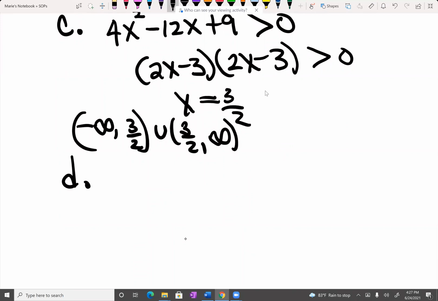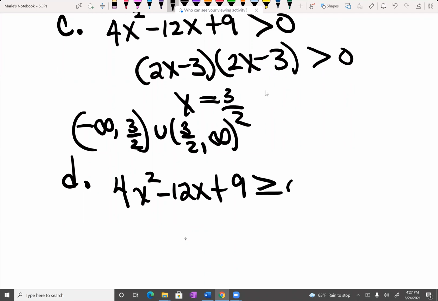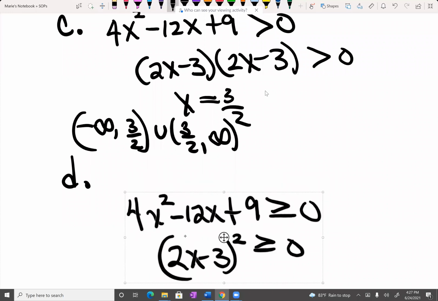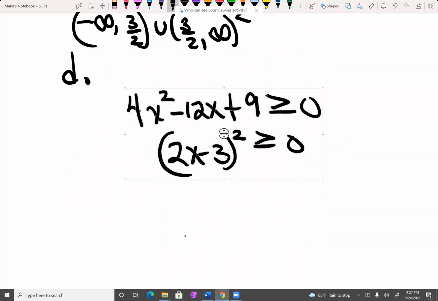For part D, this is the same thing. Now this one varies because even though it's the same function, its value is greater than or equal to 0. The equal to makes a difference because now the solution set of 2x minus 3 squared has to be greater than or equal to 0. So therefore the solution set for x is actually from negative infinity to positive infinity. It's all real numbers.